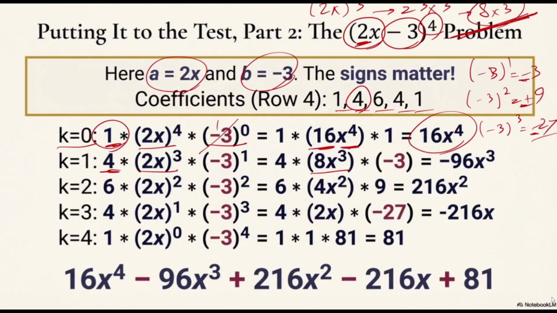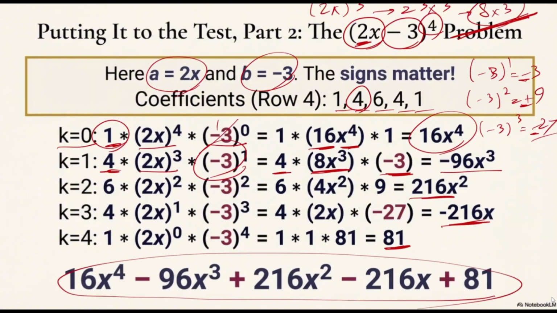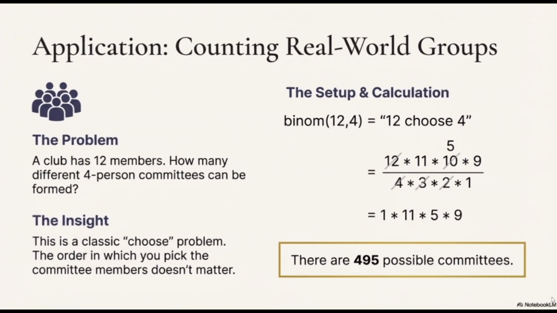So this guy is going to be there. In the meantime, I also do have negative 3 to the power 1. So this is negative 3. This is 4, I had it from before. So I do have negative 96x^3. Do this for the next one, negative 216. And finally, you have 81. And you just have the answer that you like. As simple as that. So let's see some kind of real world application.